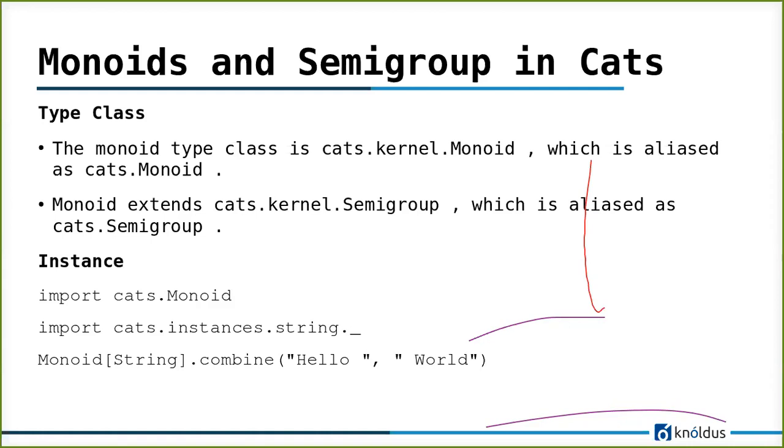If you look into the code at the bottom of the screen, the first line imports a type class. Here we are importing the monoid type class. And then we are importing the string instance. And in the last line, we are combining two string values, which will give the result as hello world. So this is the type class and the instance.